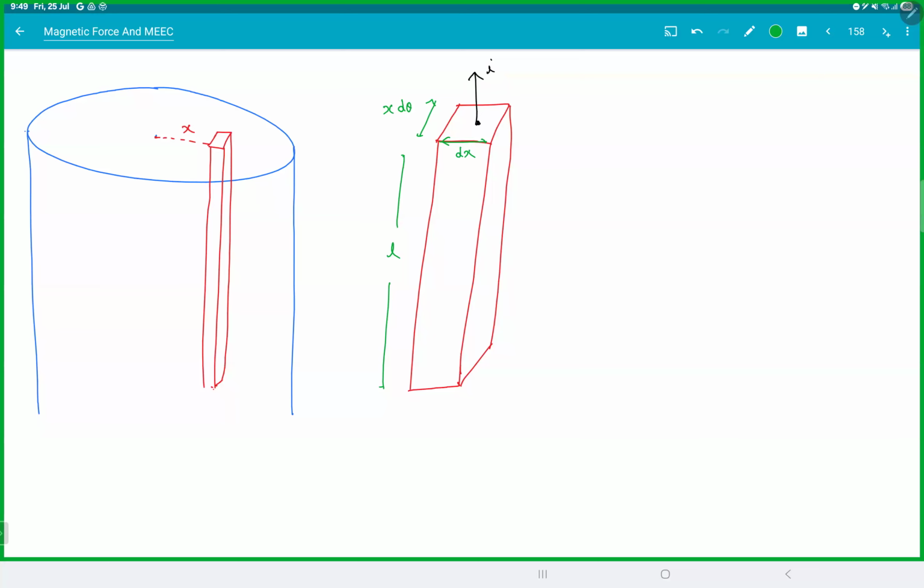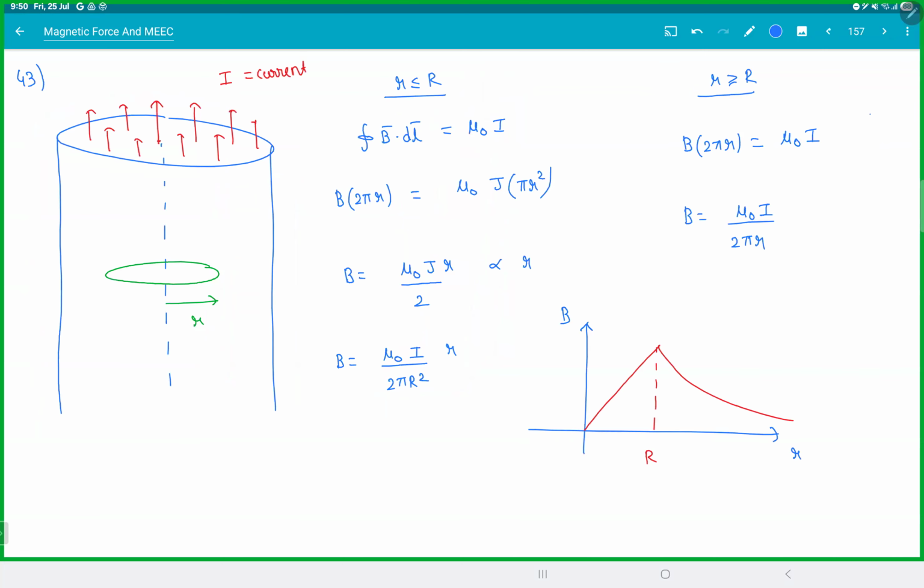How is the magnetic field? Magnetic field also will be something of this sort. The force will be this way. So dF will be I L B. I will be J times the area of the cross section, which is x dθ dx. Length, and the magnetic field is μ₀ J x by 2. We derived this just now.